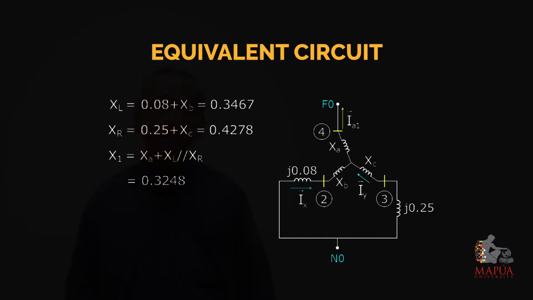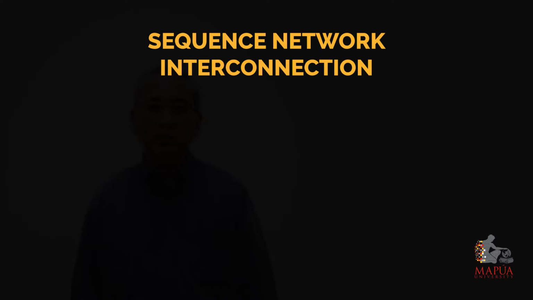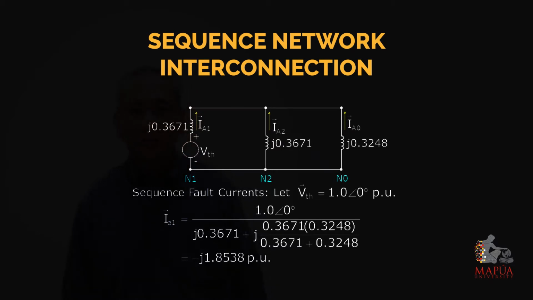So thus, X0 is equal to XA plus XL in parallel with XR. That gives us the zero sequence reactance to be equal to 0.3248. So connecting all these sequence networks, positive, negative, and zero sequence networks, in parallel, we can now compute for the current IA1.